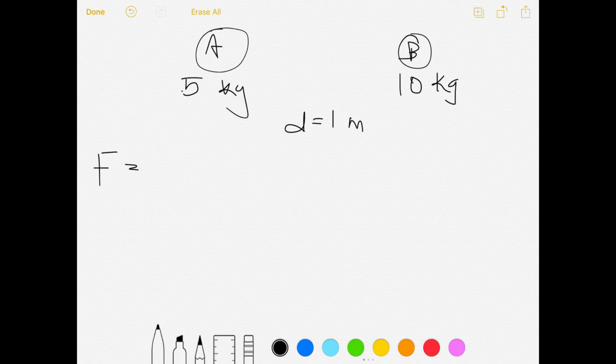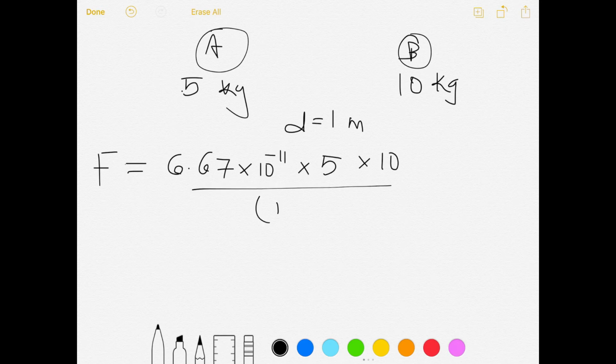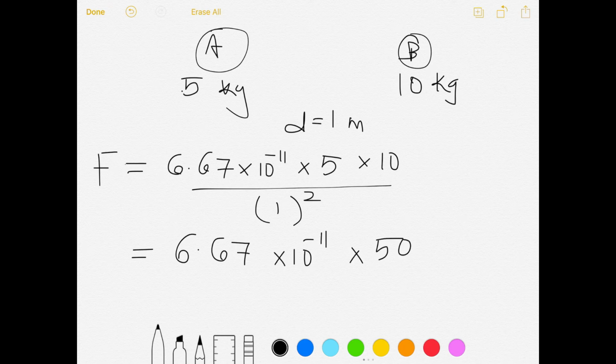So F is equal to, let us solve this equation. Let us not talk about the celestial bodies and the objects on the earth. Let us find the value of force. F is equal to G, that is 6.67 multiplied by 10 raised to minus 11, M1 is 5, M2 is 10, divided by D squared, that is 1 squared. 1 squared is 1, so no need to write it. So we would get 6.67 multiplied by 10 raised to minus 11 multiplied by 50, which is 3.5 multiplied by 10 raised to minus 11.